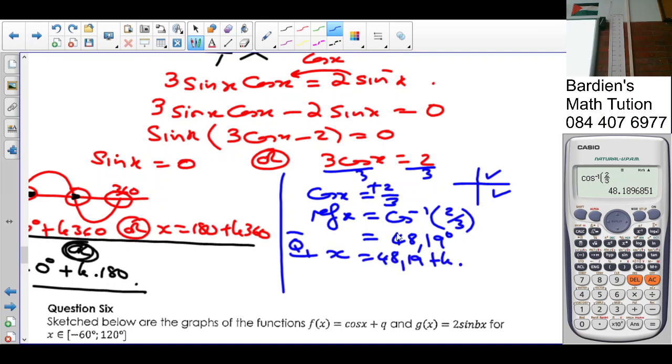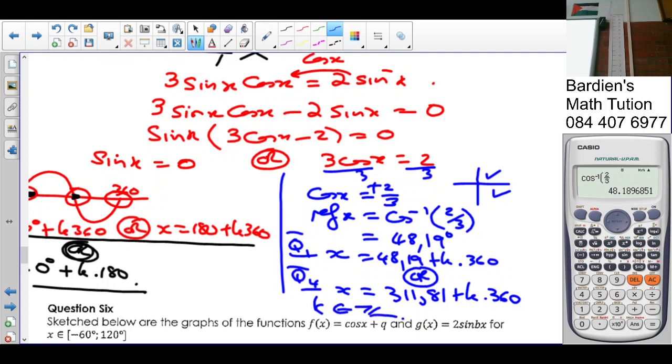Plus k times 360. Or, how do we get into quadrant 4? So what's 360 minus 48 comma 19? 311 comma 81 plus k times 360, where k is an element of integers.